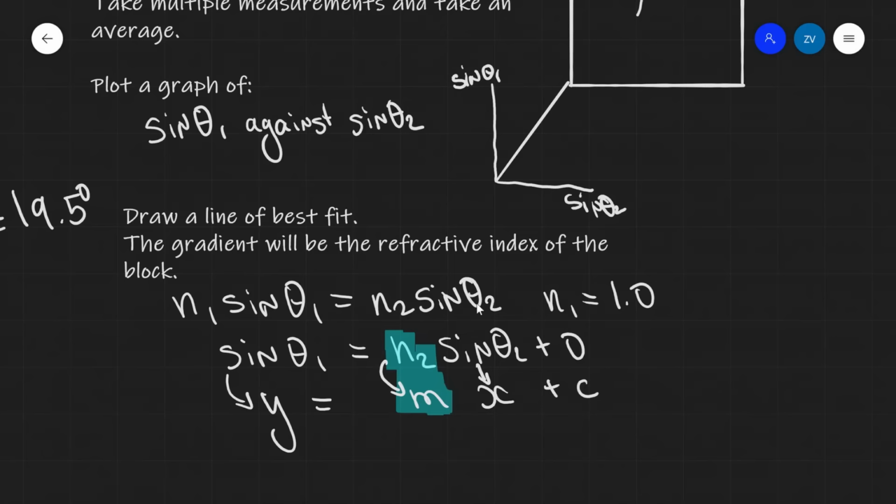This is just Snell's law, and n1 is just equal to 1. Because of that, sine theta 1 is equal to n2 sine theta 2, and I've added a little plus 0 like so. Right underneath I've written y is equal to mx plus c, and if the sine of the angle of incidence is on the y-axis, and the sine of the angle of refraction is on the x-axis, our gradient is n2, which is the refractive index of the block.